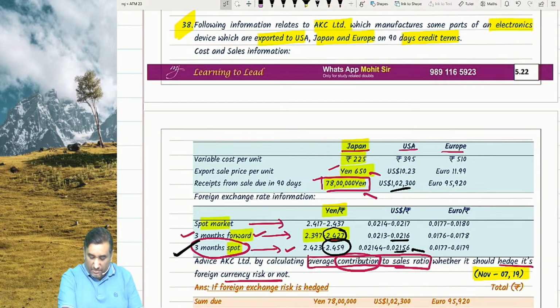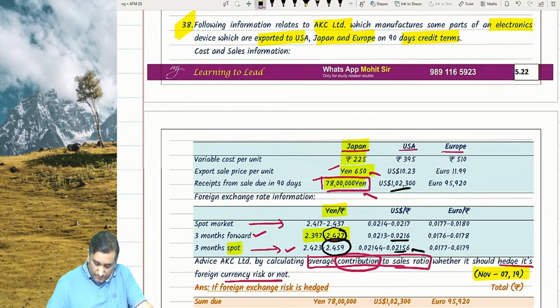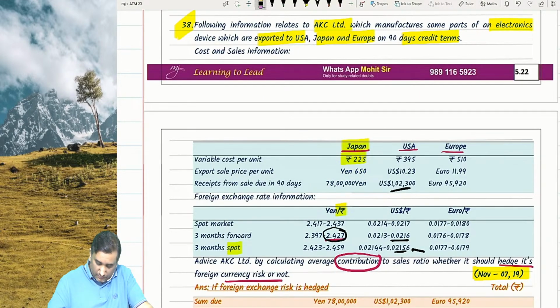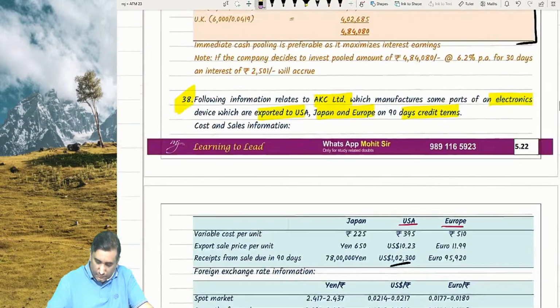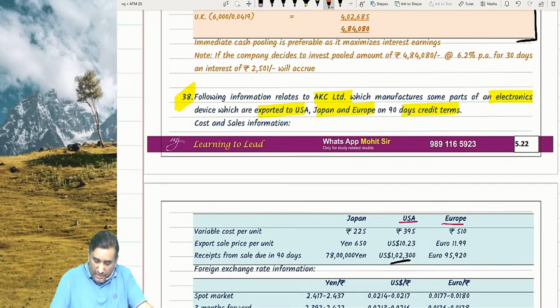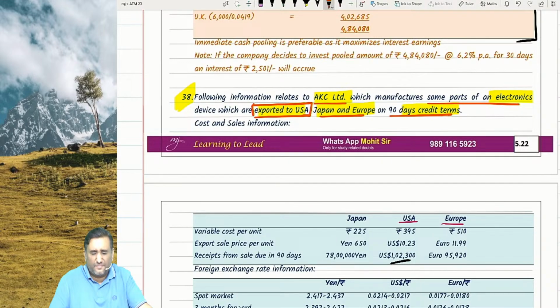We'll focus only on the Japan part. The problem which comes or will come when you read at home. It says the following information relates to AKSA Limited, which manufactures some electronic devices which are exported to USA, Japan and Europe on 90 days credit term. Cost and sales information is available.